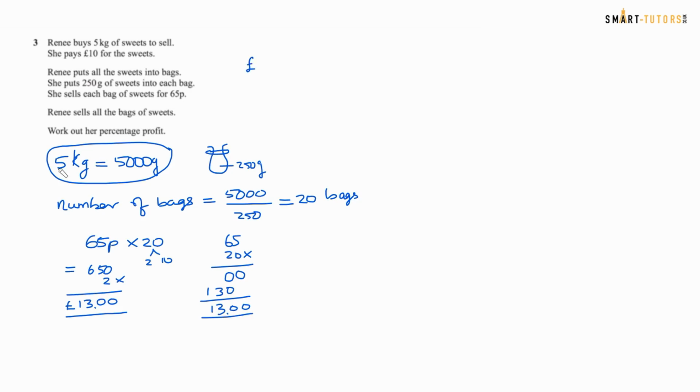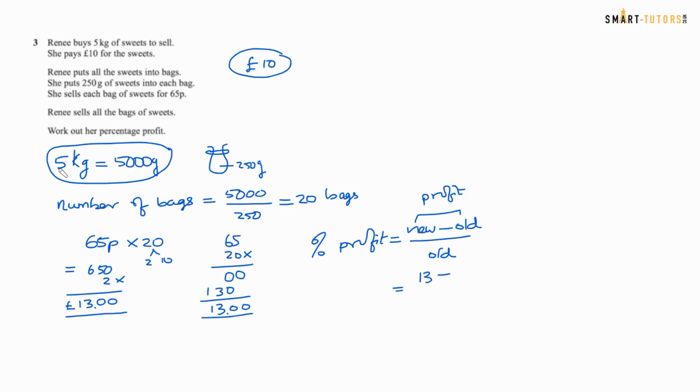So whichever the method, you just find out the answer. 13 pounds is the sale price. She spent £10 for purchasing the sweets. So percentage profit is the new minus old, divide by old, or you can think this is the profit.